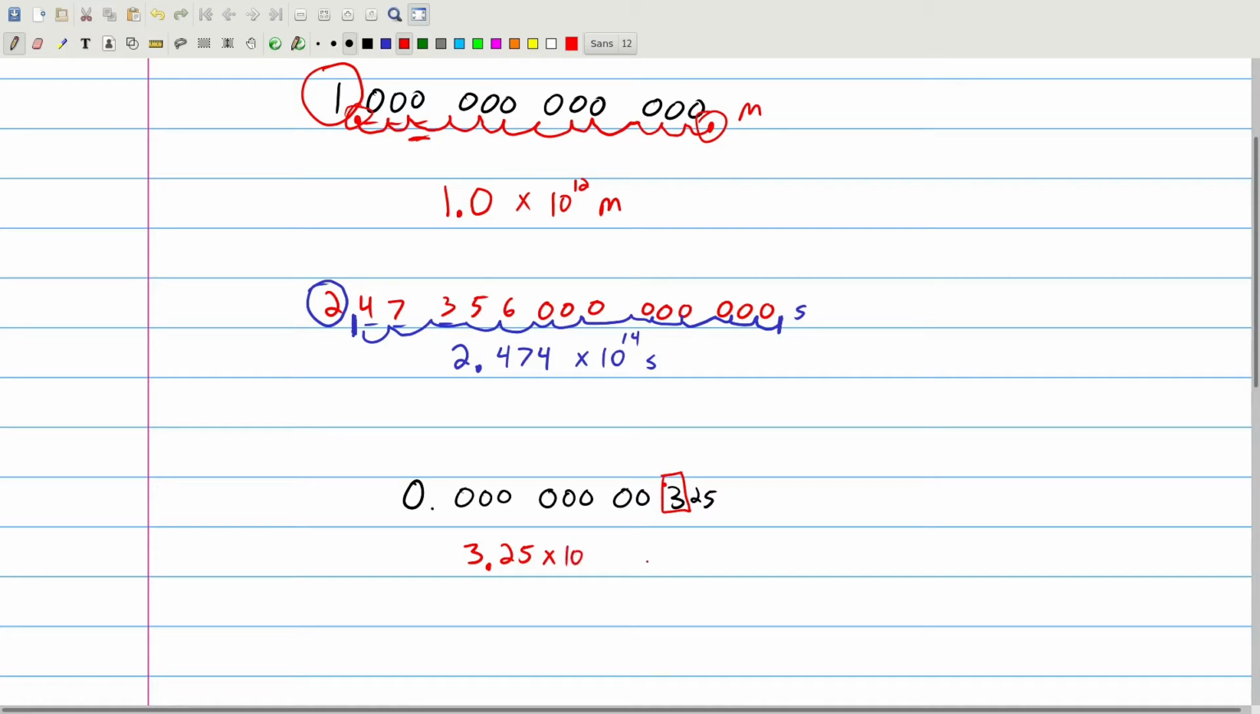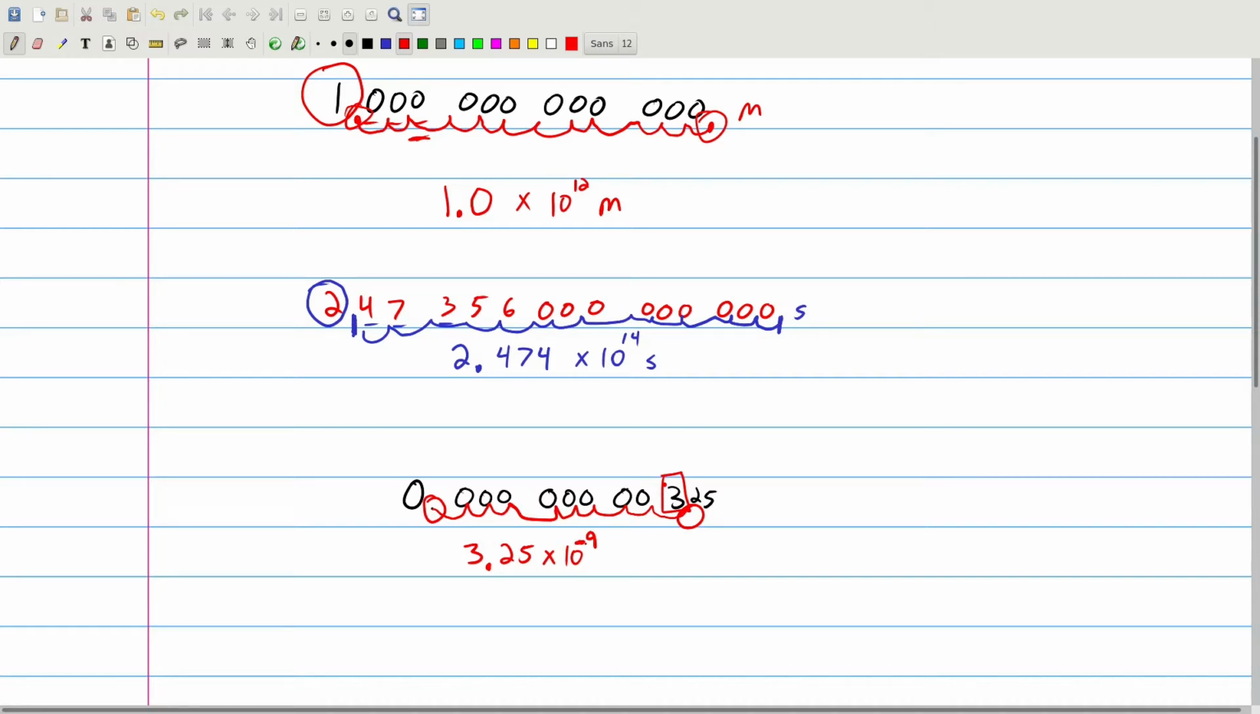Times 10 to the. Okay, now here the decimal starts off right here between these two zeros, and it's going to end up between the 3 and the 2 right there. So that means it moves 1, 2, 3, 4, 5, 6, 7, 8, 9 times. So the decimal moved a total of 9 times. But there's one small difference between what we just did and what we're doing now. Instead of the decimal moving to the left, the decimal is moving to the right, which means since it's going the other way, this 9 needs to have a negative sign.